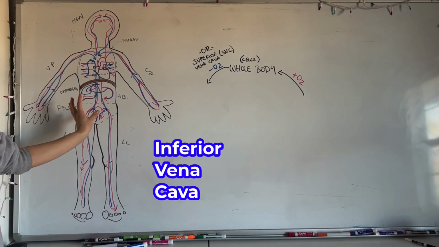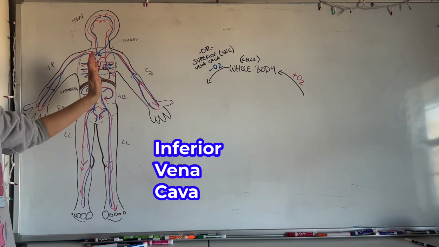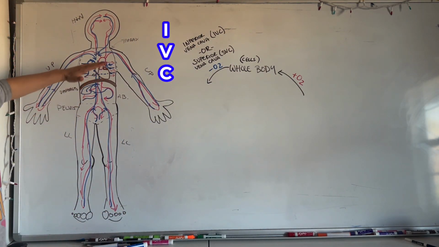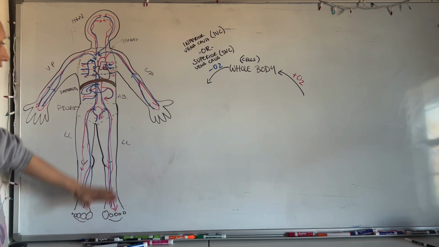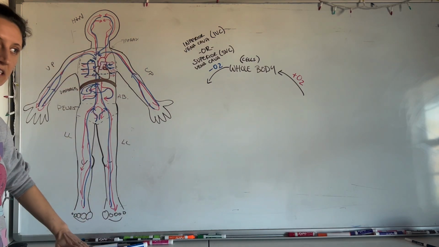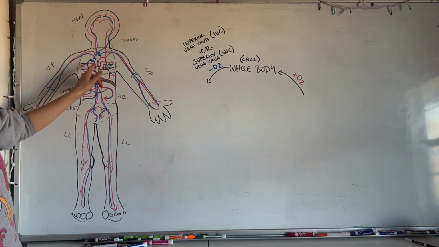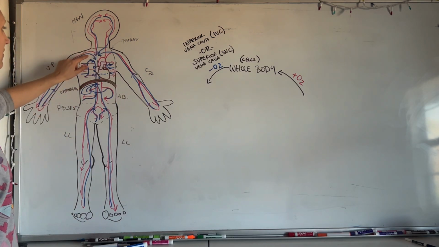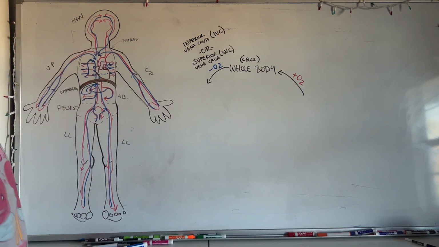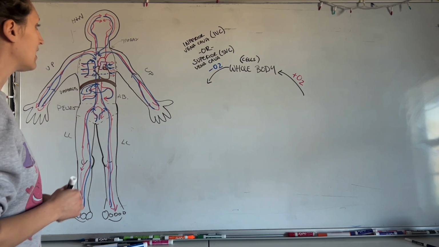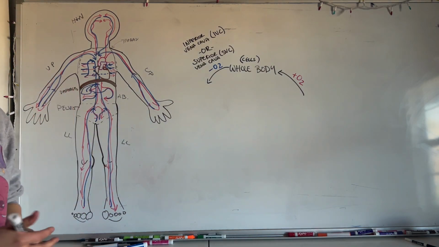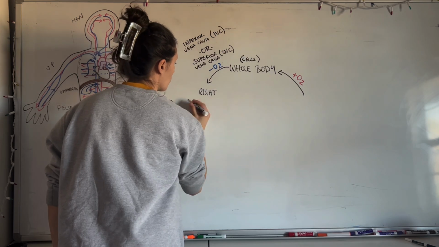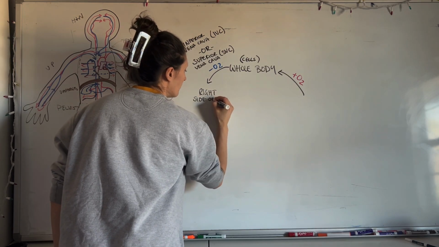Lower limb, pelvis, abdomen, inferior vena cava, commonly called the IVC. For lower limb, everything below diaphragm, let's say, inferior vena cava into the heart. Everything above diaphragm, superior vena cava into the heart. So inferior and superior vena cava go to the same spot in the heart. So we are going specifically to the right side of the heart.